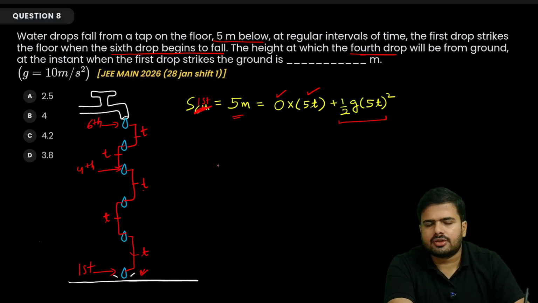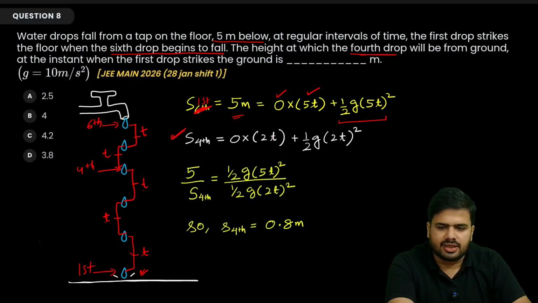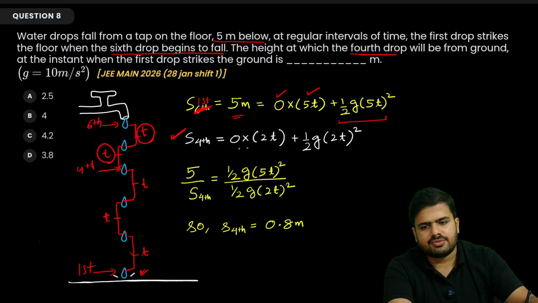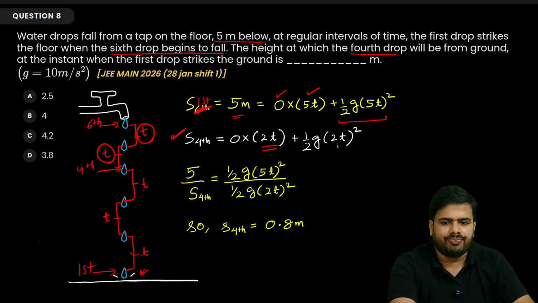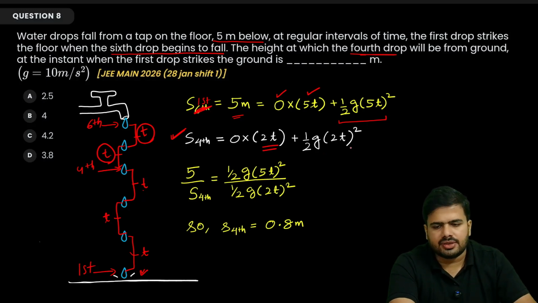Similarly, for the fourth drop, if you write down the equation, we can write ut plus half at square. But see, how much time will the fourth drop have consumed? Here, one time interval between 4 to 5 and one more between 5 to 6. So it will take 2t time. In the same way we can write 0 into 2t plus half into g into (2t) square.